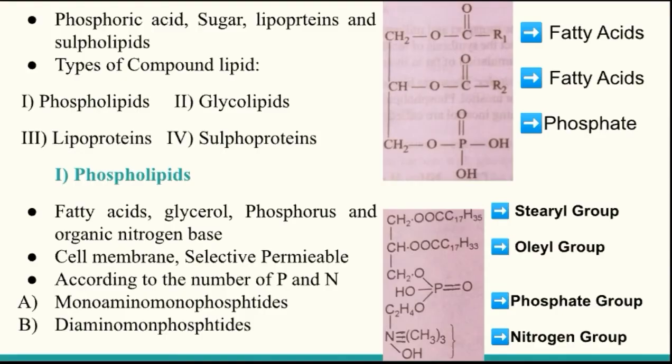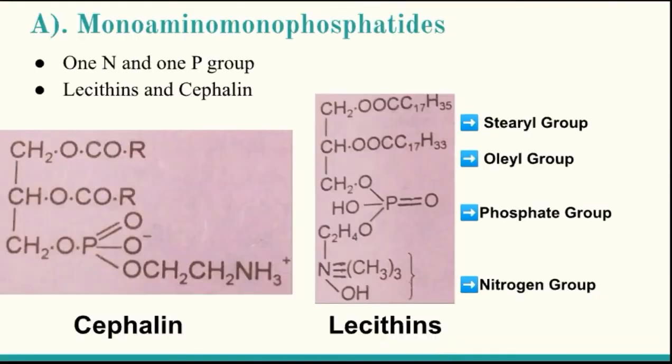Okay, according to the number of phosphorus and nitrogen atoms, they divide into two types. The first one is the monoamino monophosphatides, and the second one is the diamino monophosphatides. Okay, so see one by one. First is the monoamino monophosphatides. It contains one nitrogen and one phosphate group in the structure.